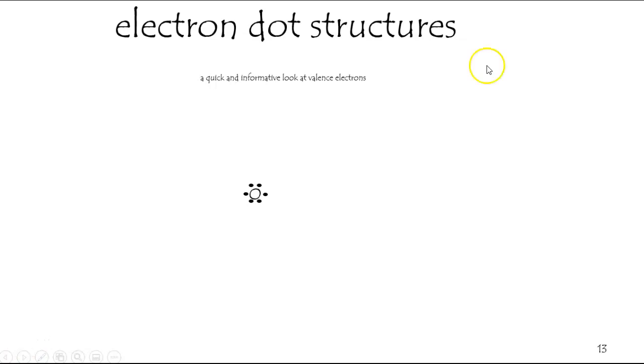Hey, this is Dr. B, and let's talk about electron dot structures. You can learn a lot about an element by considering what's on its outer shell, its surface, if you will.